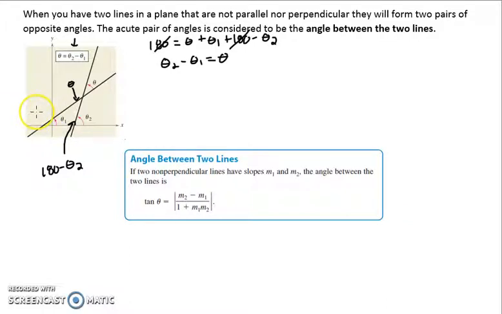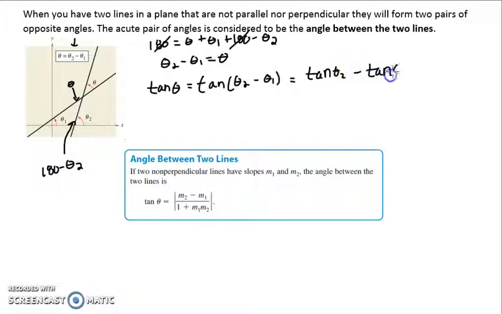Now, if we think about how we're going to measure these angles, it's going to be tangent. So the tangent of theta is going to be equal to the tangent of theta 2 minus theta 1, which, based on our sum and difference formulas from before, is going to be equal to tangent of theta 2 minus tangent of theta 1 all over 1 plus tangent of theta 1 times tangent of theta 2.